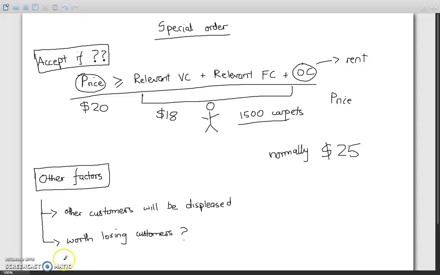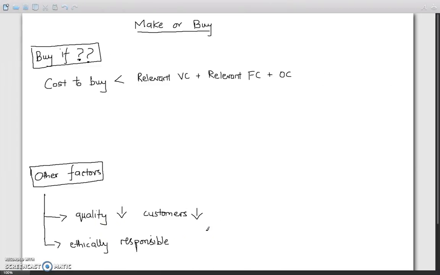Is it really worth losing your regular customers just for this one special order, just because he's paying off all your costs and you're essentially going to make a profit? Even so, is it worth losing customers? Those are the quantitative and qualitative aspects that you should consider while making such a decision. Moving on to make or buy.